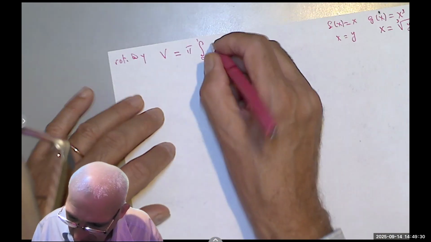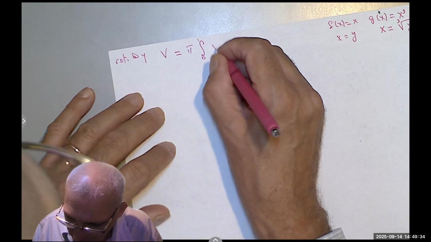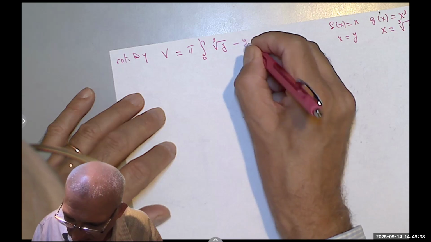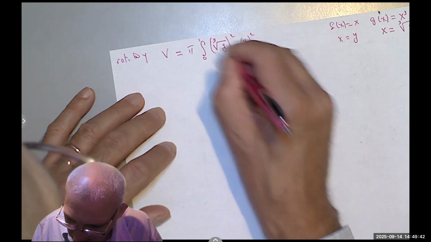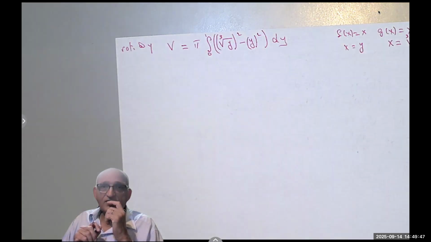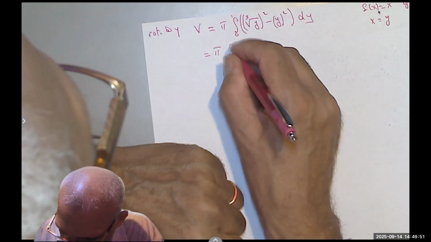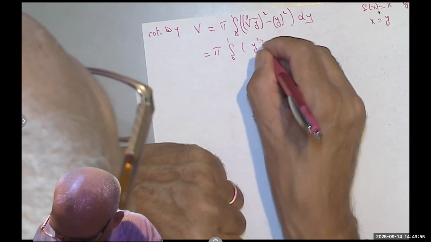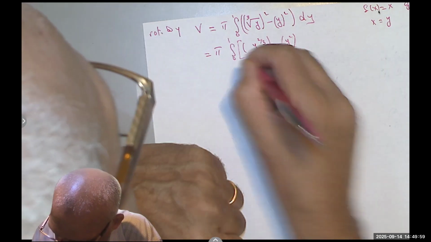So I will get the cube root of y minus y, quantity squared, dy. That would give me the volume. So I'm going to say pi times the integral from 0 to 1 of y to the 2/3 minus y squared dy.